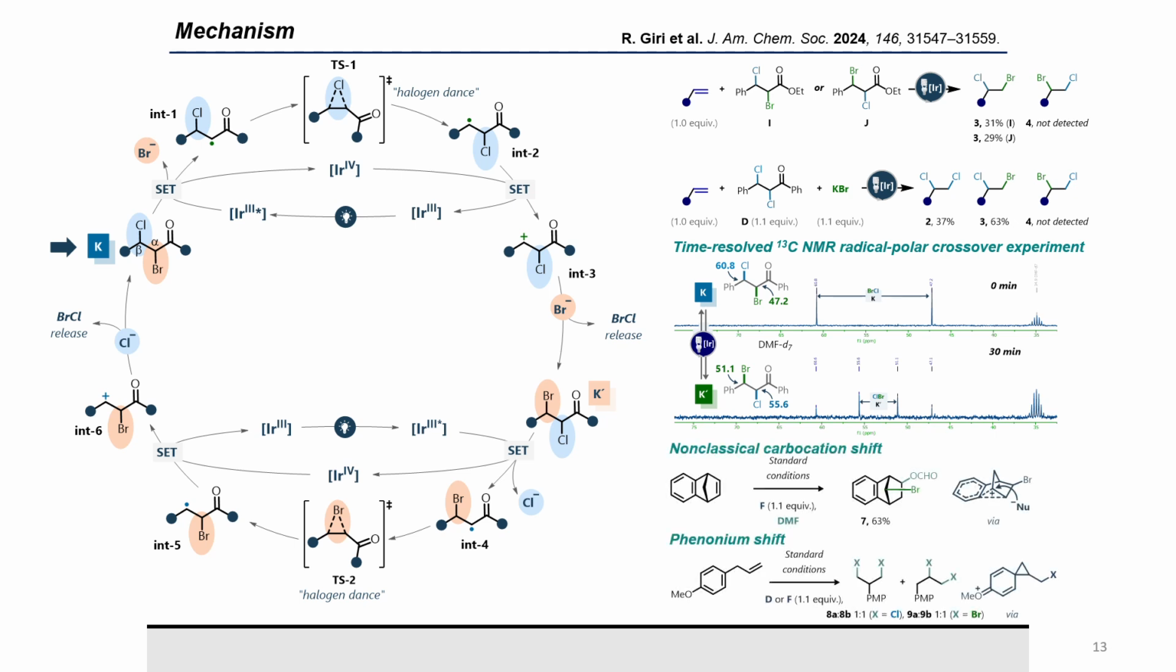After that, we studied the mechanism of the attack of the BrCl molecules, or the active species. So we saw that the non-classical carbocation shift is clear evidence that a polar mechanism is operative, while the phenonium ion shift indicated the same thing, that we generate a polar species such as Br2, BrCl or Cl2 in the reaction mixture, which further reacts with the olefin.